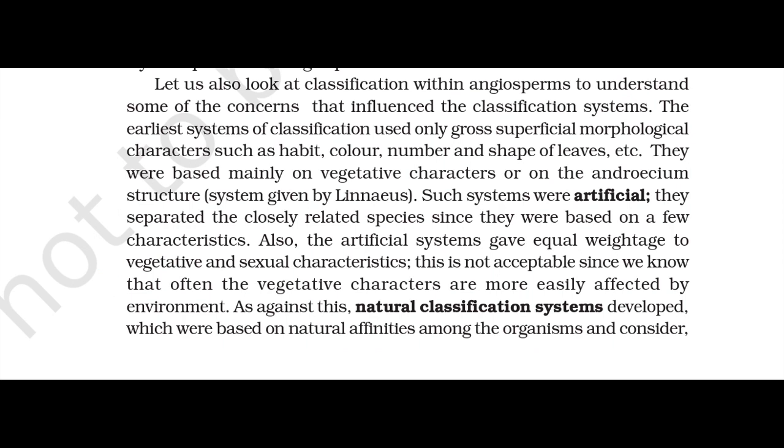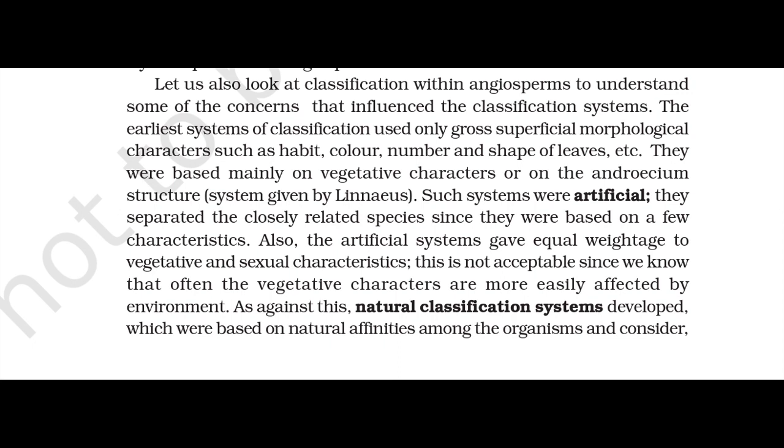Let us look at the classification within angiosperms to understand some of the concerns that influence the classification system. The earliest systems of classification used only gross superficial morphological characters such as habit, color, number, and shape of leaves. For example, they were based mainly on vegetative characters or on androecium structure. Such systems were artificial. They separated closely related species since they were based on a few characteristics. Also, the artificial systems gave equal weightage to vegetative and sexual characteristics. This is not acceptable since we know that often the vegetative characters are more easily affected by environment.